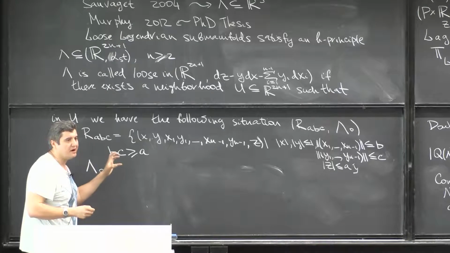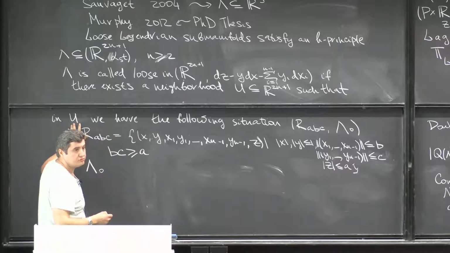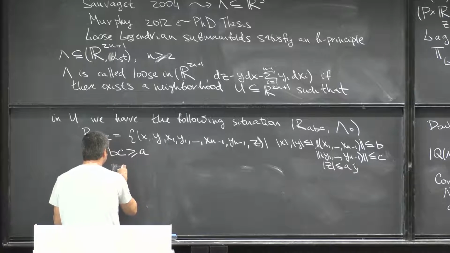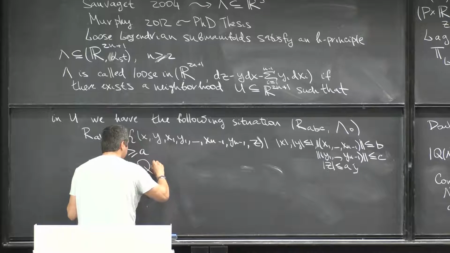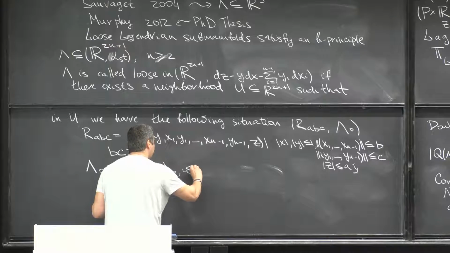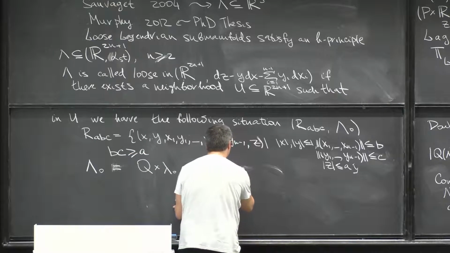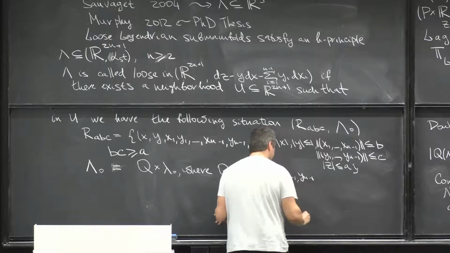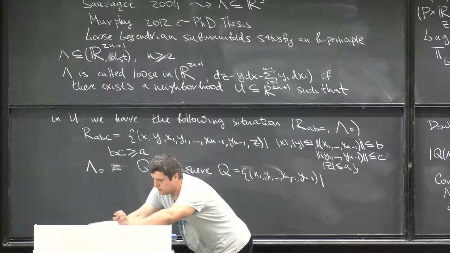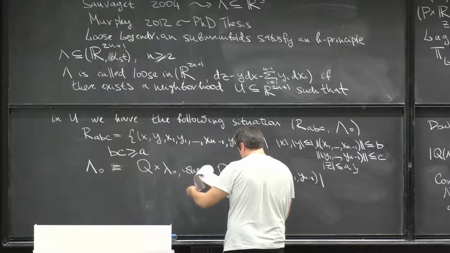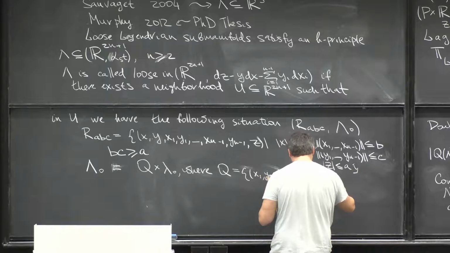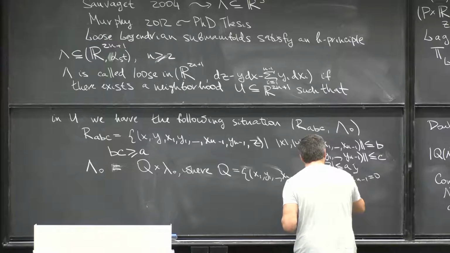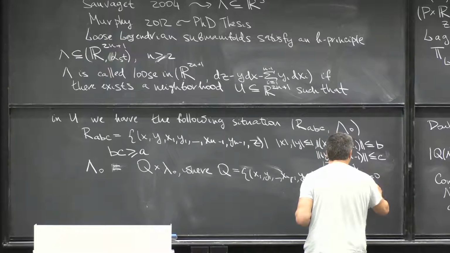And lambda sub 0, this capital lambda sub 0, is a part of your lambda that you see in this neighborhood U, and it looks in the following way. Lambda sub 0 is a product of some Q times small lambda sub 0, where Q is a set of x sub 1, y sub 1, up to x sub n minus 1, y sub n minus 1, such that y sub 1 is equal to dot dot dot is equal to y sub n minus 1 is equal to 0.